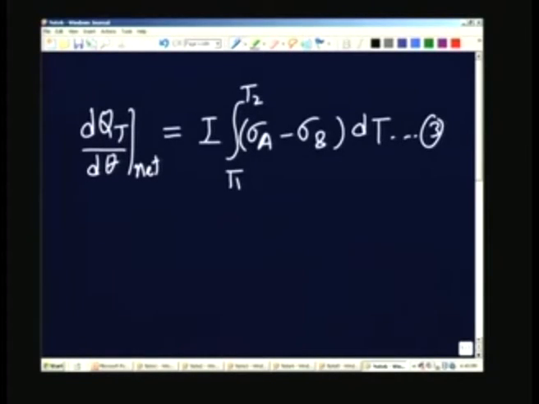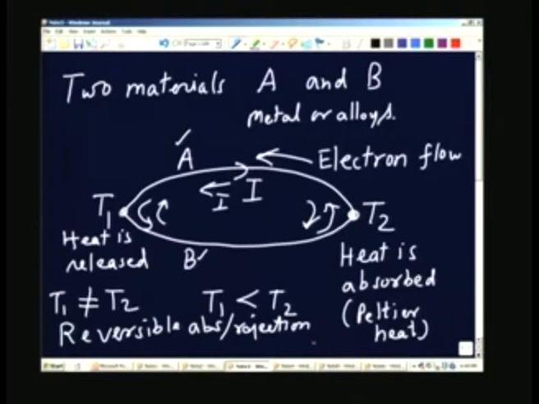So, we have actually described the two effects when we have a circuit made up of two dissimilar materials connected in this form shown here, and there is a current maintained in the circuit. Here there is a current flowing through the circuit.